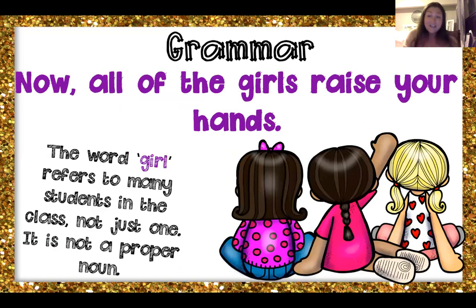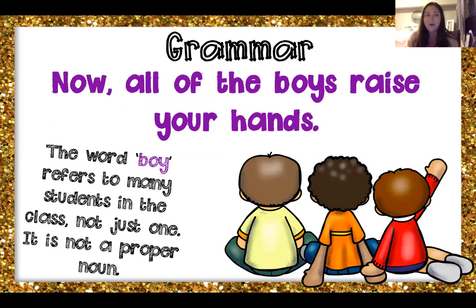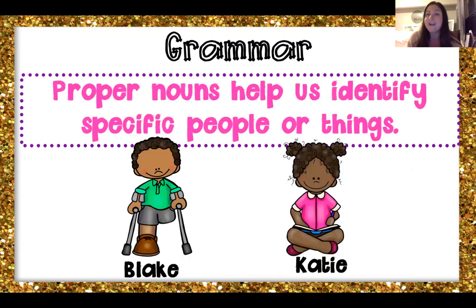So if I say girl, I can be talking about any girl that's watching this right now. I can be talking about just any girl. But if I say your name, then I'm talking to you. You're the proper noun. Same thing with the boys. If I just say boy, I could be talking to any boy who's watching my video. But if I say your name, you know that you're the proper noun, and I'm talking to you.